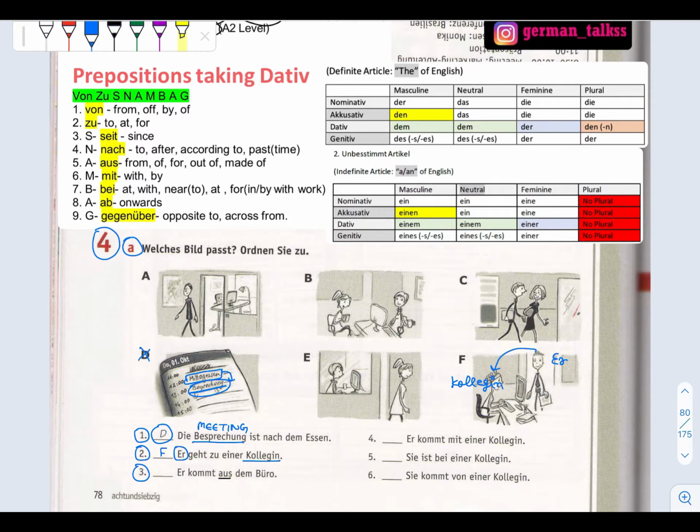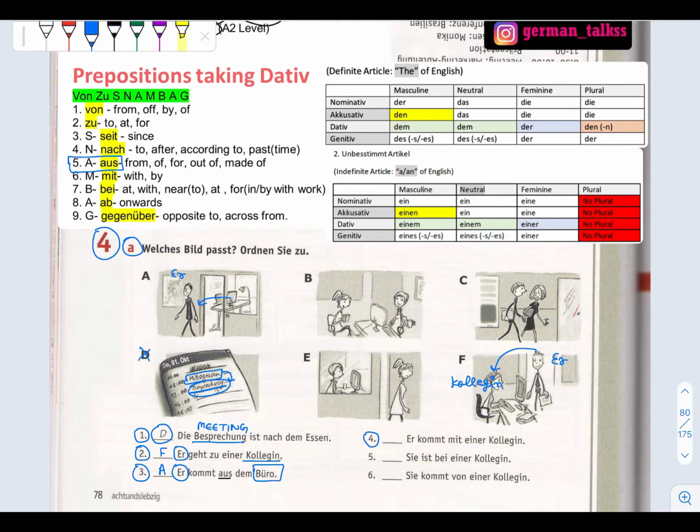3. Er kommt aus dem Büro. He comes out from the office. You can see here aus. So what can be the answer for number 3? Just somebody is coming out from his office and that is er, not sie, er, he. You can see here er coming out from the office.